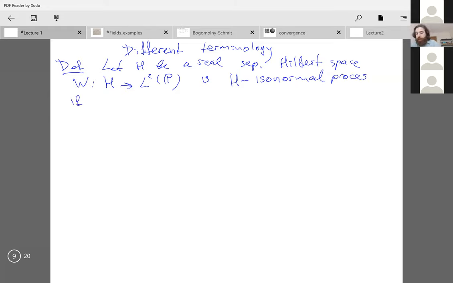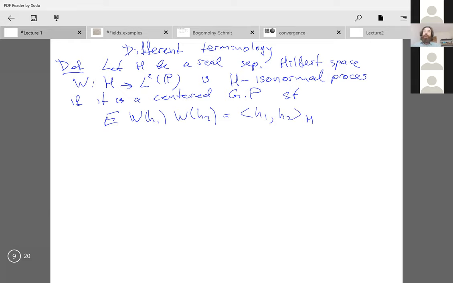if it is a centered Gaussian process such that if you take the covariance, you evaluate W(h1), W(h2), then this is the scalar product of h1 and h2. This is also called the white noise in H.